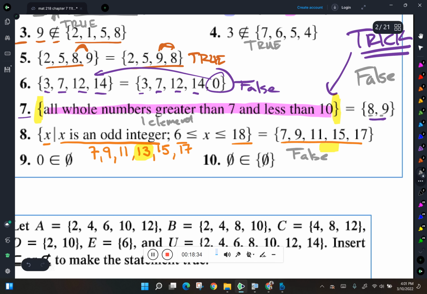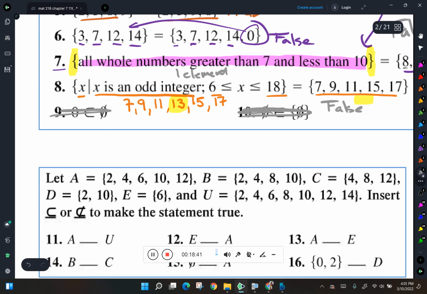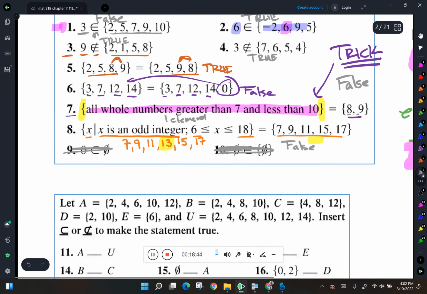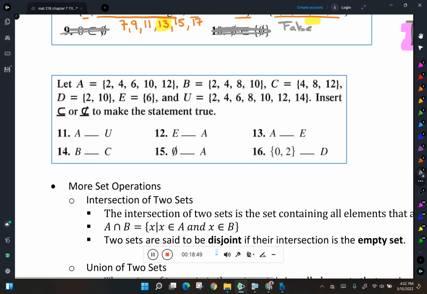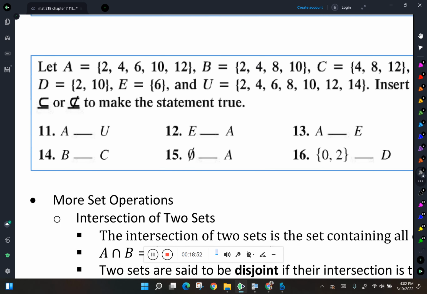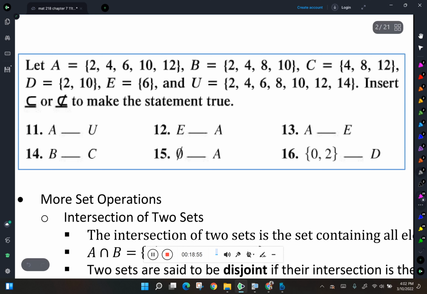I'm going to skip 9 and 10. Don't worry about those. Okay. All right. Element of, not an element of, equal to, not equal to. Last thing we'll do is we'll take a look at 11 through 16 here. We have some sets defined for us. Set A using roster method is 2, 4, 6, 10, 12. Set B, 2, 4, 8, 10. Set C, 4, 8, 12. D is 2 and 10. E is 6. And U is 2, 4, 6, 8, 10, 12, 14. And our job is to insert either the subset or not a subset symbol to make each statement true.